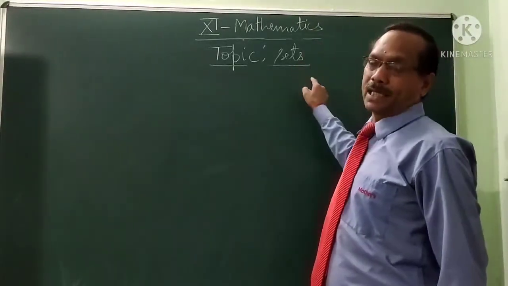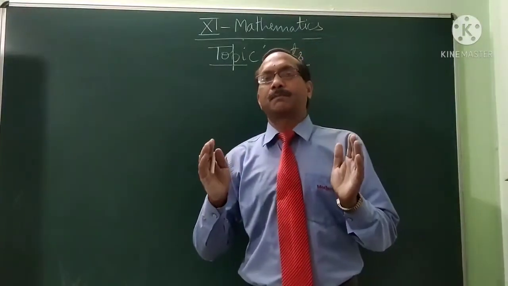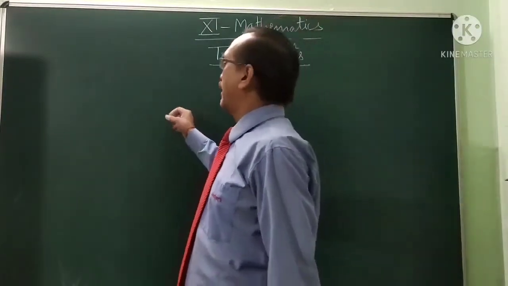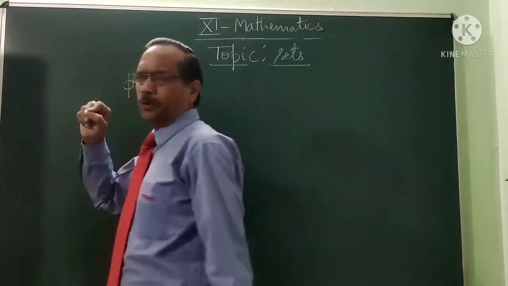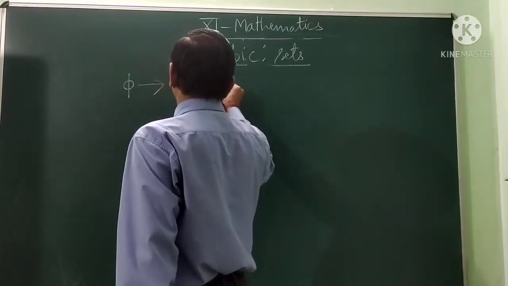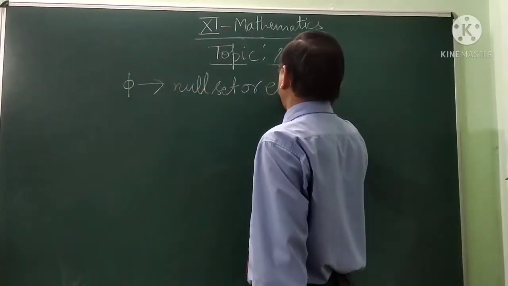The topic set is continued. Today we will learn very important symbols for the set theory. See, there are the important symbols. First is a symbol, phi. Phi is used as a null set or empty set.